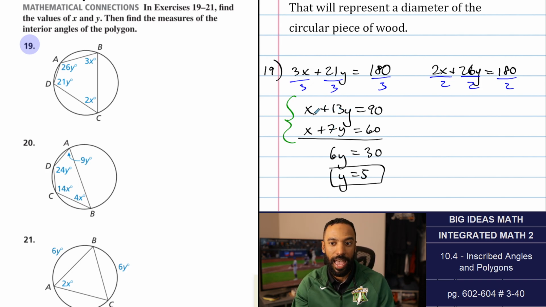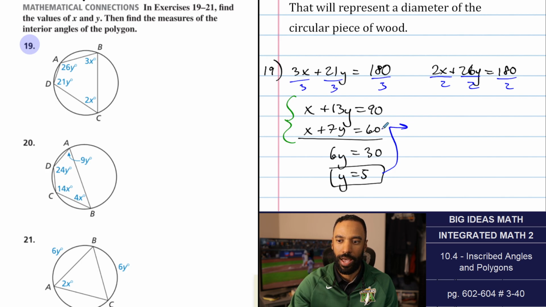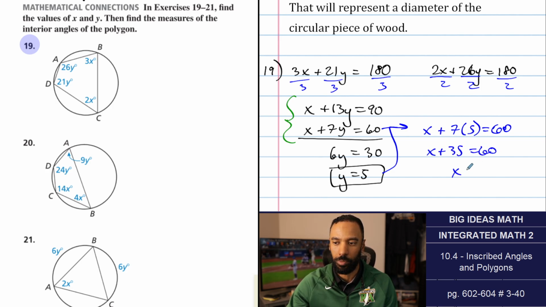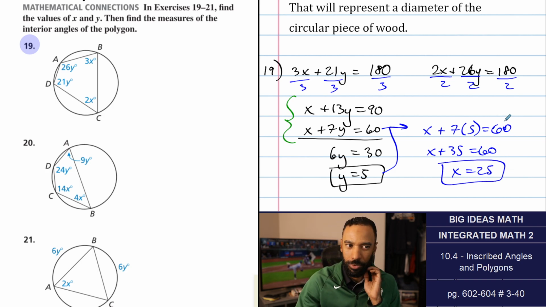Now, I want to solve for x, and this will help by substituting into either expression. So let's go ahead and take these both together, substitute y equals 5 there, and get x plus 7 times 5 equals 60. You can use any original equation that you want for this. And x plus 35 is 60, so it looks like x will be 25. And I didn't double check any of this, but it's looking pretty good to me.